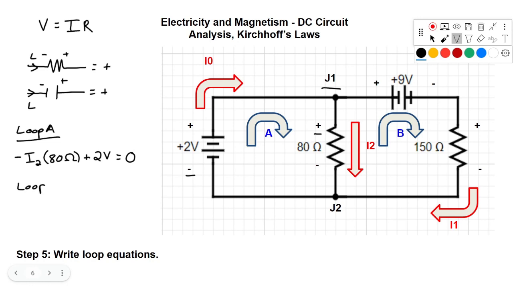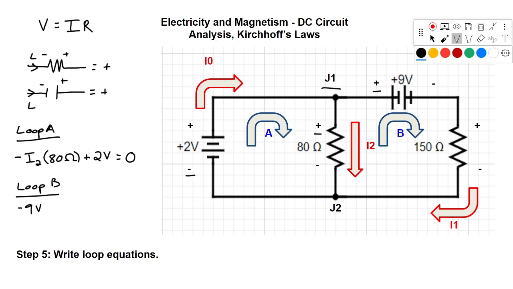And now let's evaluate loop B. And we're going to use the same method. We'll start at J1. This is also going clockwise. So if we start at J1 and we trace clockwise, the first thing we're going to hit is the positive on the 9 volt and then the negative. So if we're going from positive to negative across a battery, it's the opposite of what we have here. So it's going to be negative 9 volts. Again, remember that it's voltage. We continue past the battery.